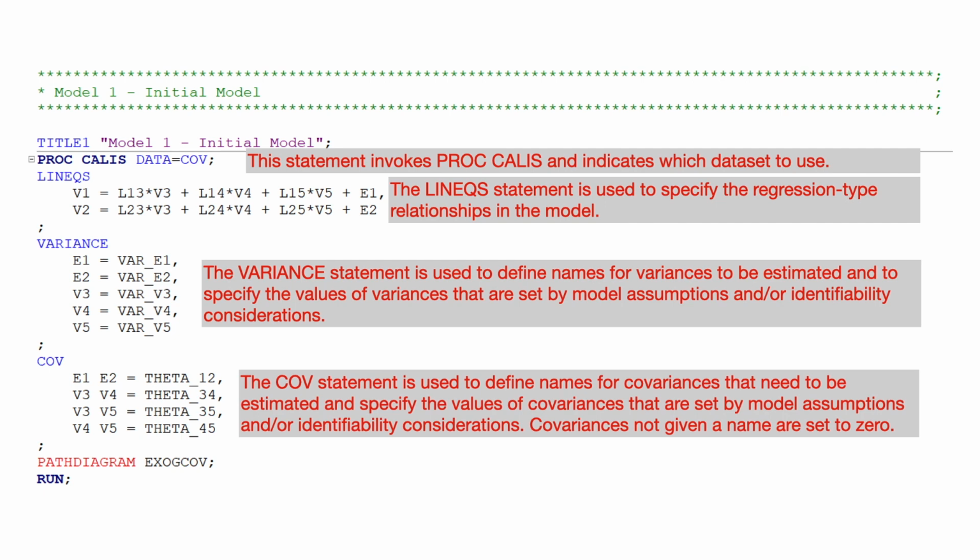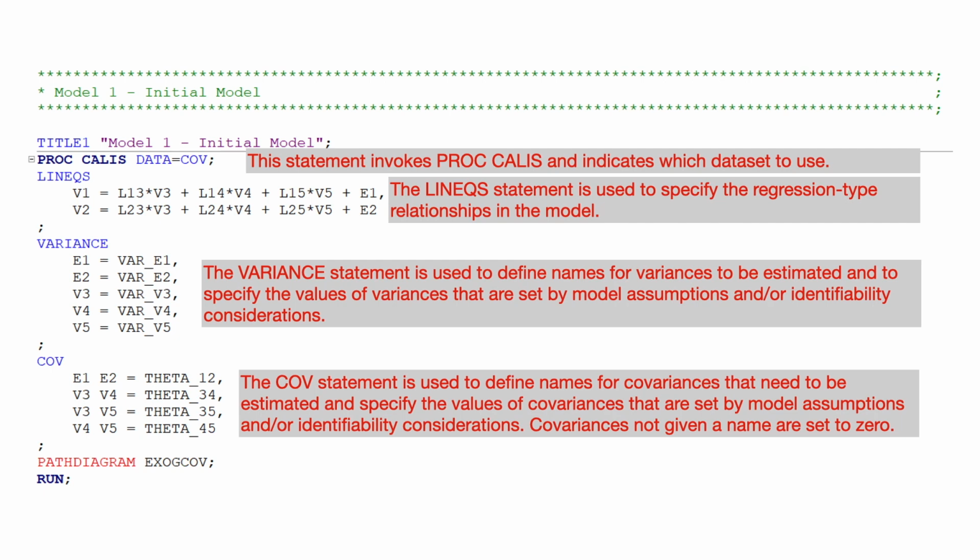The cov statement is used to define names for covariances that need to be estimated and specify the values of covariances that are set by model assumptions and/or identifiability considerations. Now, covariances that are not given a name are by default set to 0. And so if there are covariances that are assumed to be 0, we don't have to really do anything with those because they will be set to 0 by default.